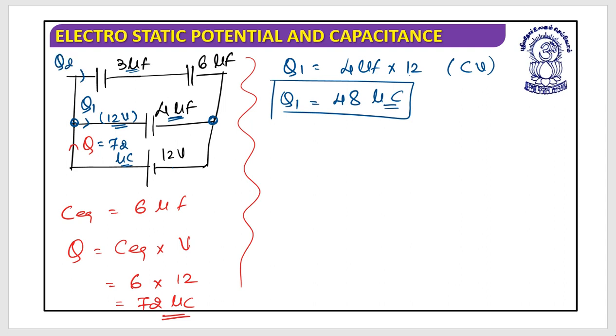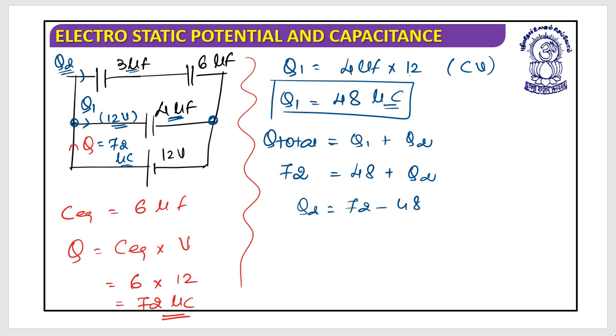Now what is the q2? What amount of charge will flow through the upper branch? So what I know is q total is q1 plus q2. The total amount of charge that has been flowing is 72 microcoulomb. q1 is 48, so the remaining would be q2. So q2 would be equal to 72 minus 48, it's 24 microcoulomb. I hope this is clear. Is it clear? Yes. Shall I add something more?